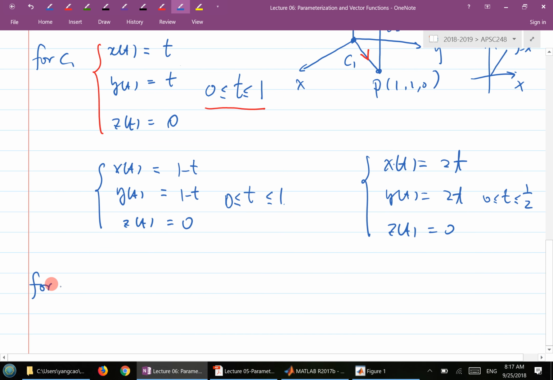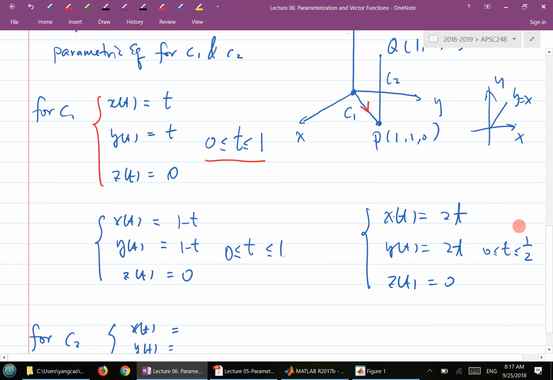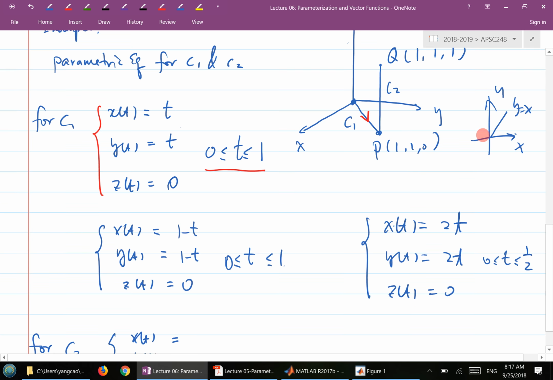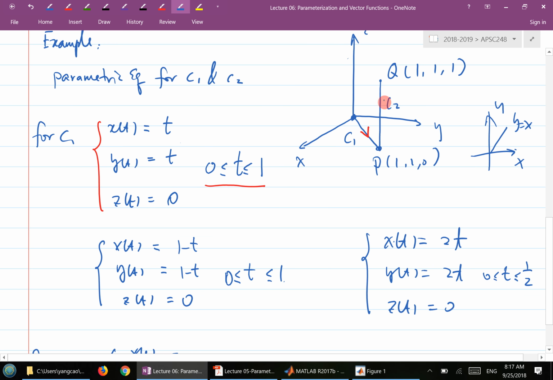So let's take a look at the C2 here. What's the nature of the C2? Let's say I'll draw an arrow here, moving from P to Q. Basically, it's moving vertically, right, from P to Q, and the x, y, z goes from 1, 1, 0 to 1, 1, 1.